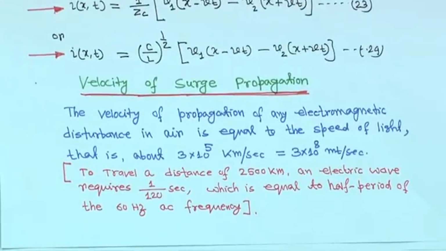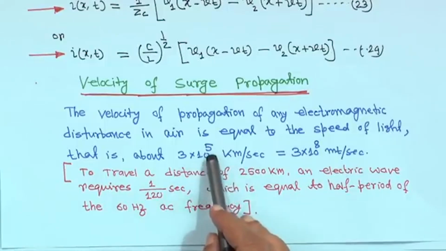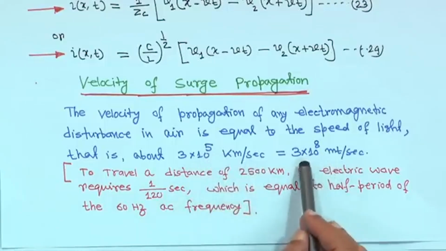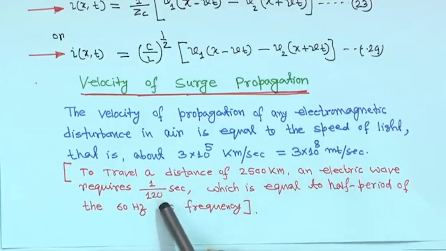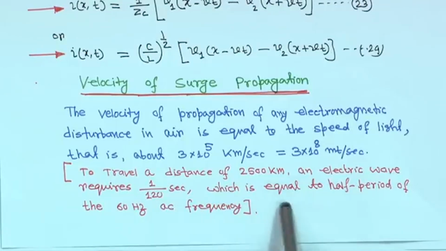Now, take something. The velocity of propagation of any electromagnetic disturbance in air is equal to the speed of light. This you know, that is about 3 into 10 to the power 5 kilometer per second, or 3 into 10 to the power 8 meter per second. That means to travel a distance of 2500 kilometers, say, an electric wave requires 1 upon 120 second, which is equal to the half period of the 60 Hz AC frequency.